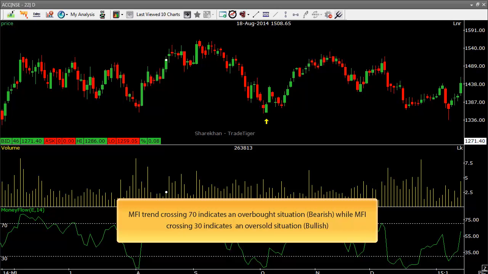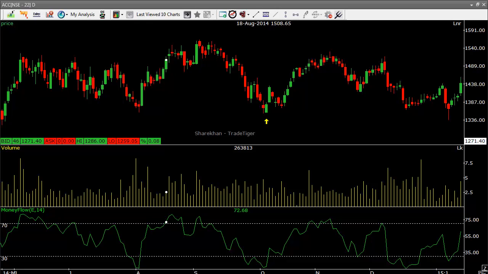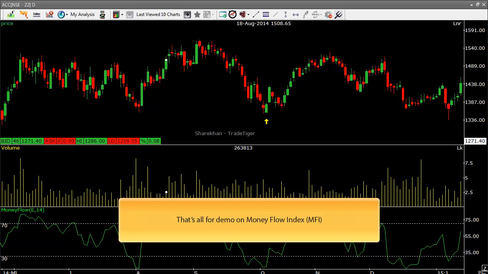Of course, as I've been saying, we recommend to combine these indicators with your regular studies to confirm the trade signals before entering into the market. So that was all about Money Flow Index.